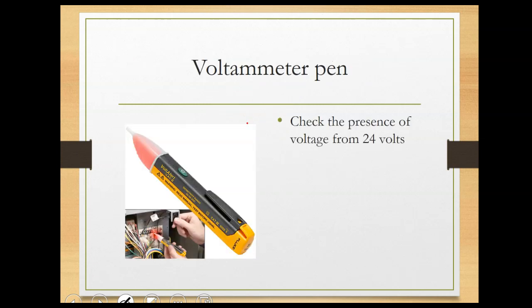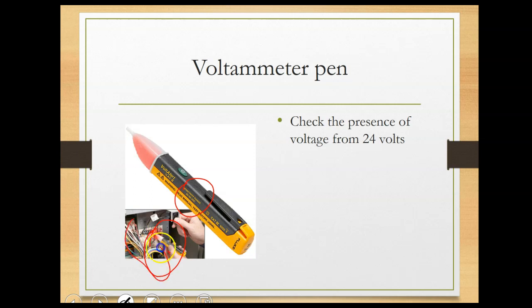So this is the voltmeter pen. It detects voltage all the way from 24 to 240. It turns color and also beeps to tell you whether there is voltage or not. It's very important to see if you're receiving voltage at that point. It might not be accurate, and it might be susceptible to noise. By noise I mean the other voltage around it.